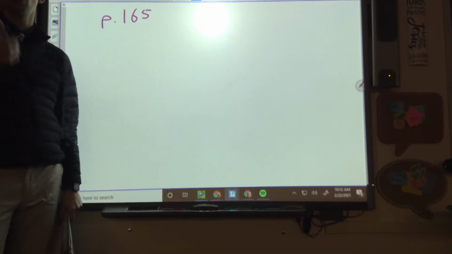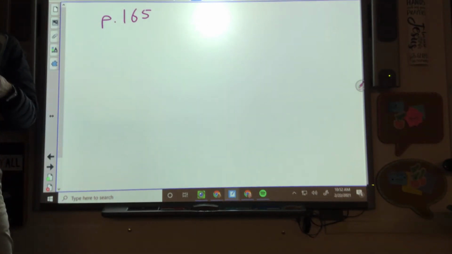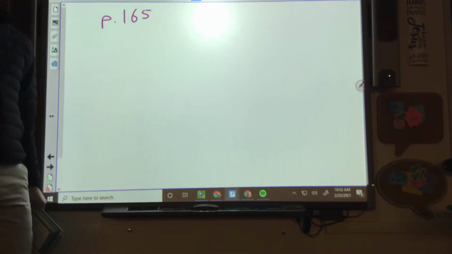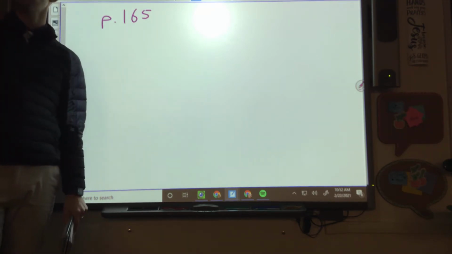Okay, so we're on page 165 here. We're talking about multiplying fractions. We already did part of this before. We're finishing it up right now.